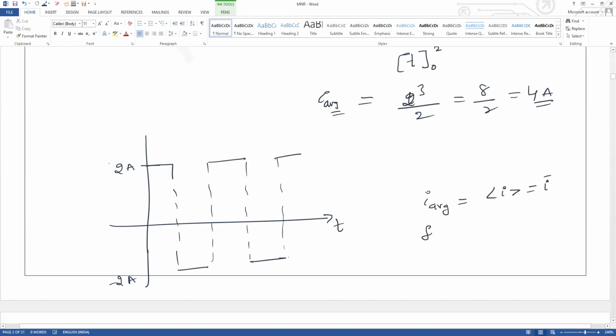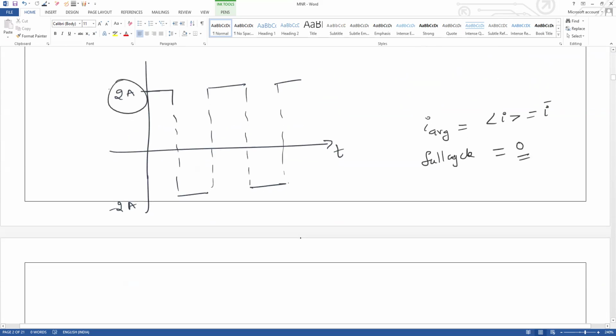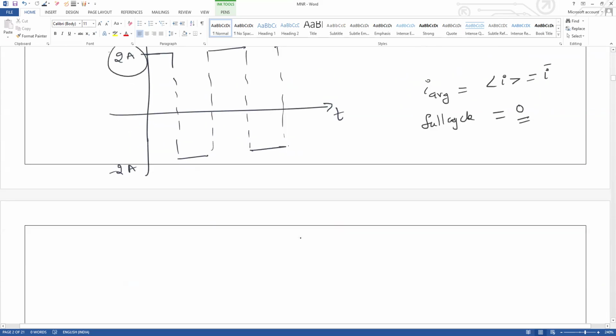So if it is a full cycle, understand? One complete cycle, plus 2A and minus 2A, what is the answer? I average equals how much, guys? Speak loudly. What is I average if it is a full cycle? Plus 2 and minus 2. Complete, going up and coming down. One cycle is completed. What does that mean?